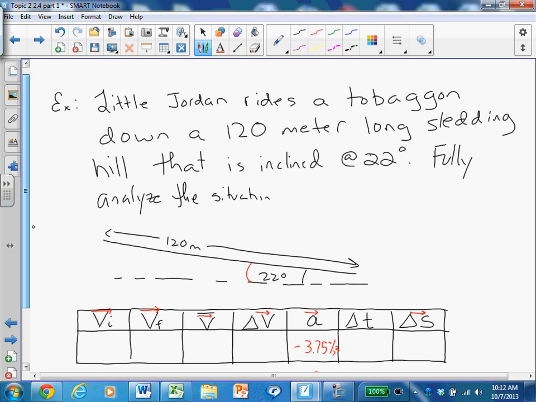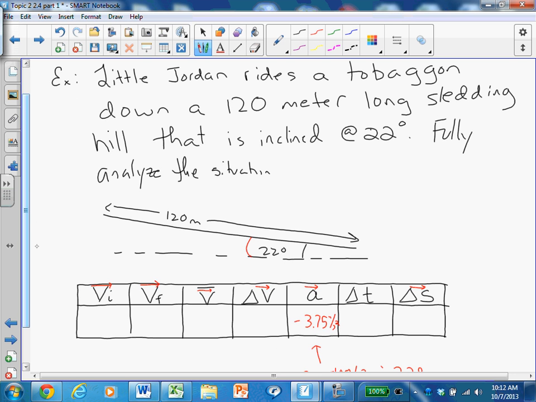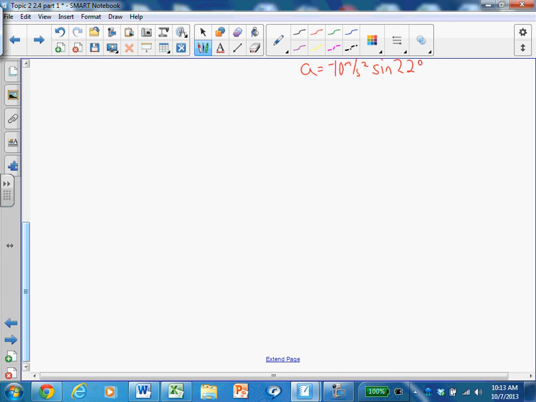Well, we assume that he's starting here at 0 meters per second, so we'll add that. It's 120 meters long. It's going down, so we minus 120 meters. And now we can solve for the rest of the information using some equations.